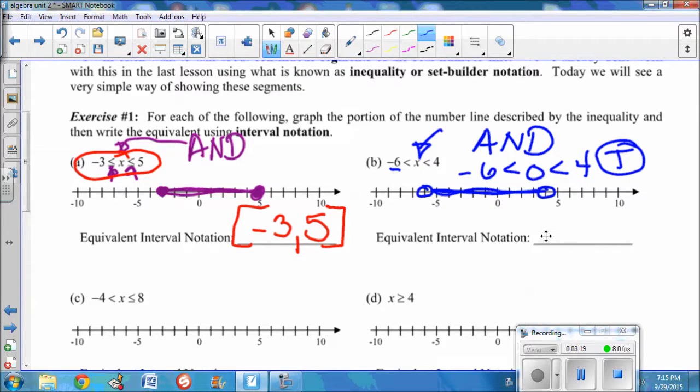Okay. So how do we write it in interval notation? Pick your starting point, -6. Pick your ending point, 4. Now, how do we indicate to not include? Because we didn't include -6 and we didn't include 4. The notation for to not include is a parenthesis. So not including -6 all the way up to and not including 4.